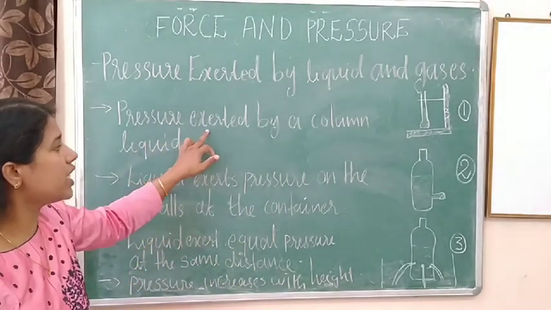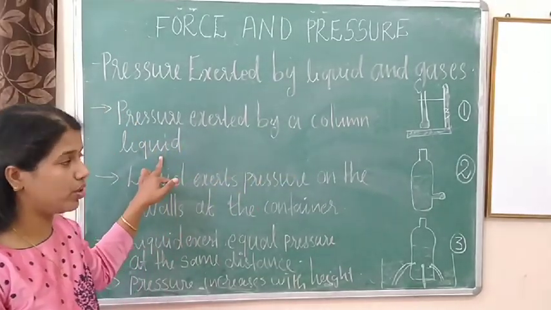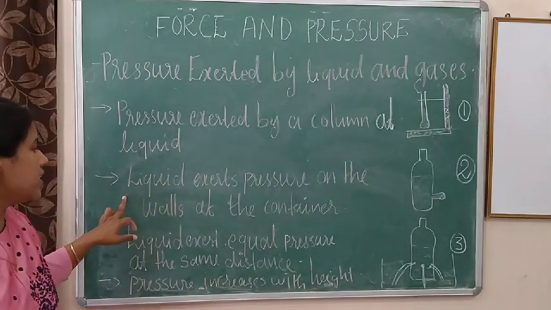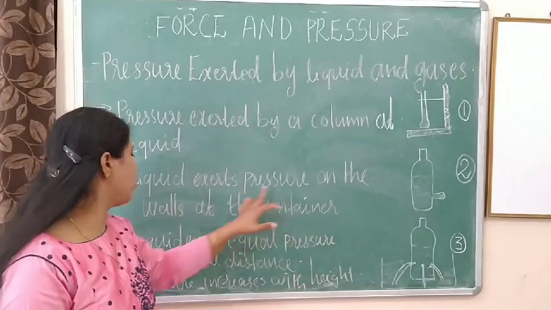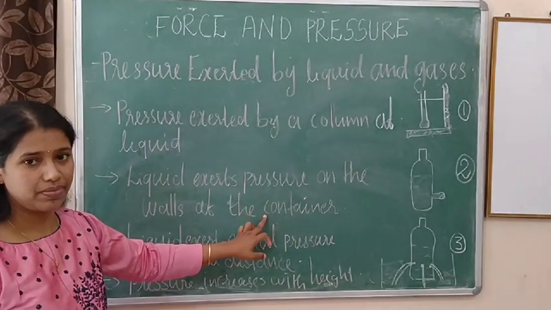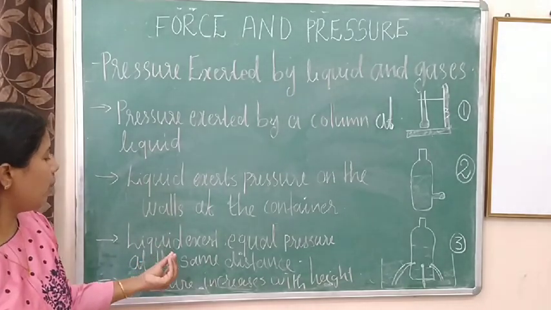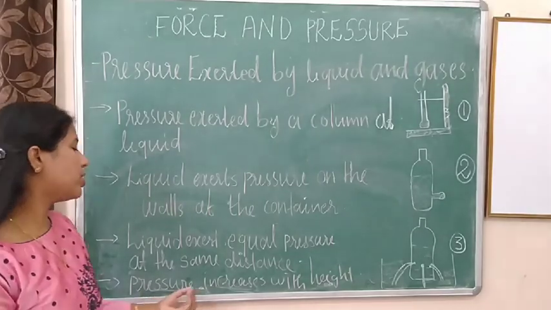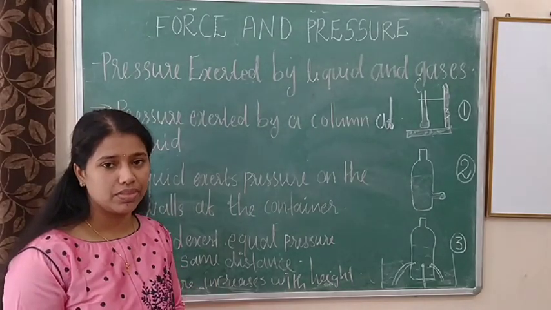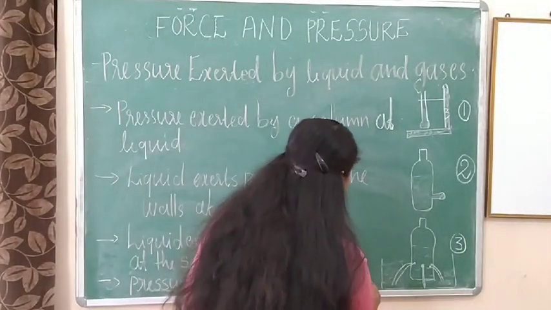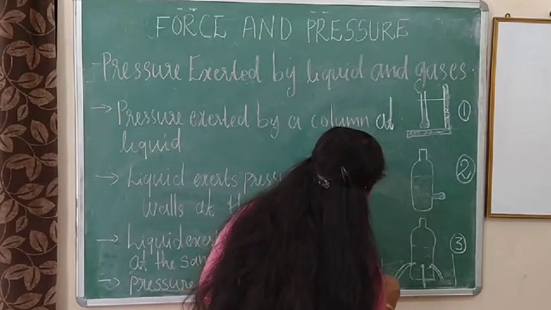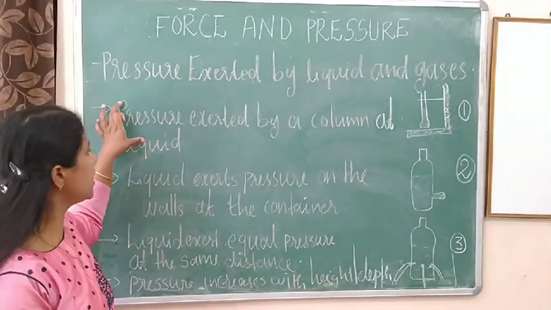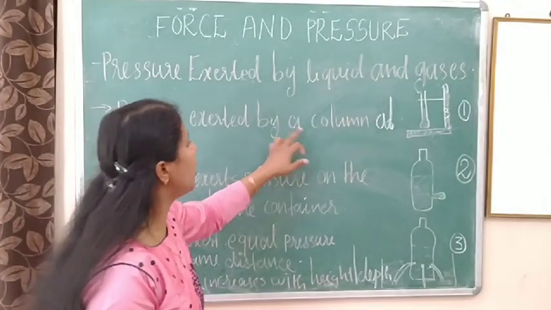First is pressure exerted by a column of liquid. Second one is liquid exerts pressure on the walls of the container. Third one is liquid exerts equal pressure at the same distance. Last is pressure increases with height or depth. Okay, then first case, pressure exerted by a column of liquid.